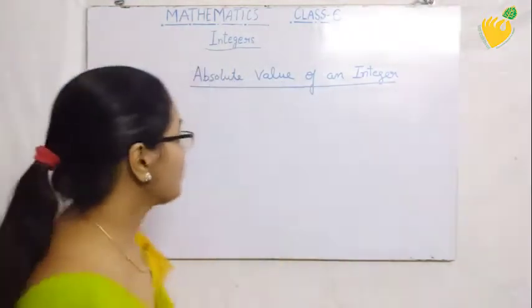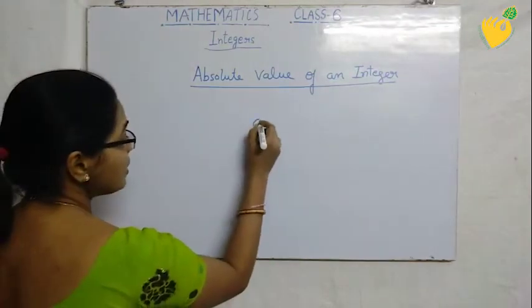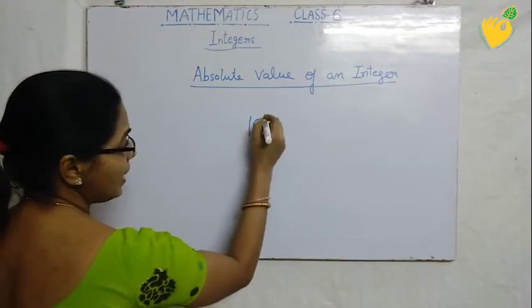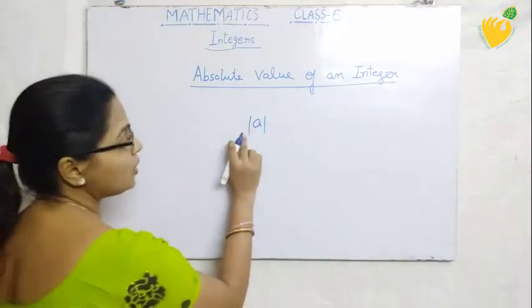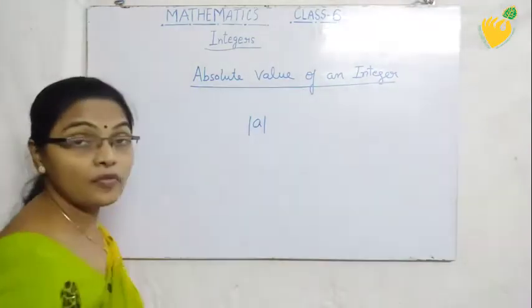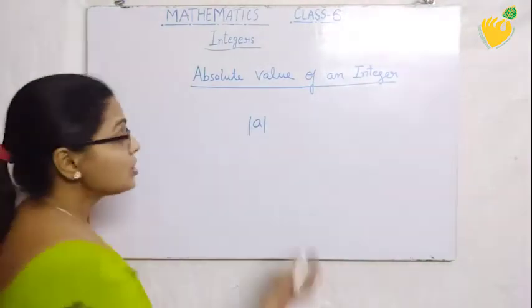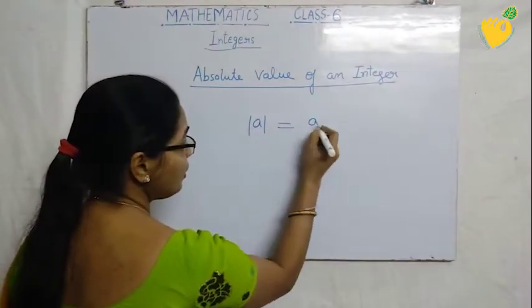Let's see how. Suppose students, this is a and the absolute value of a will be represented by drawing two vertical lines on either side of the a. And the value of this will be a.